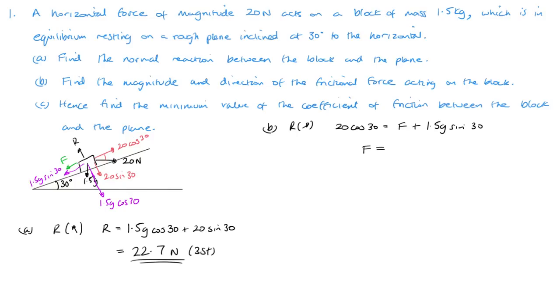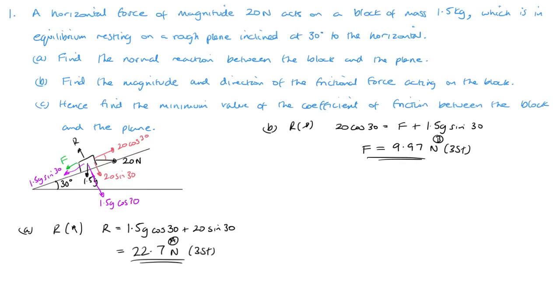Anyway, F equals 20 cos 30 minus 1.5 times G, which is 9.8, times sine 30, which gives me that F is 9.97 newtons to 3 significant figures. Now I stored this as A, so I'm going to store this as B.